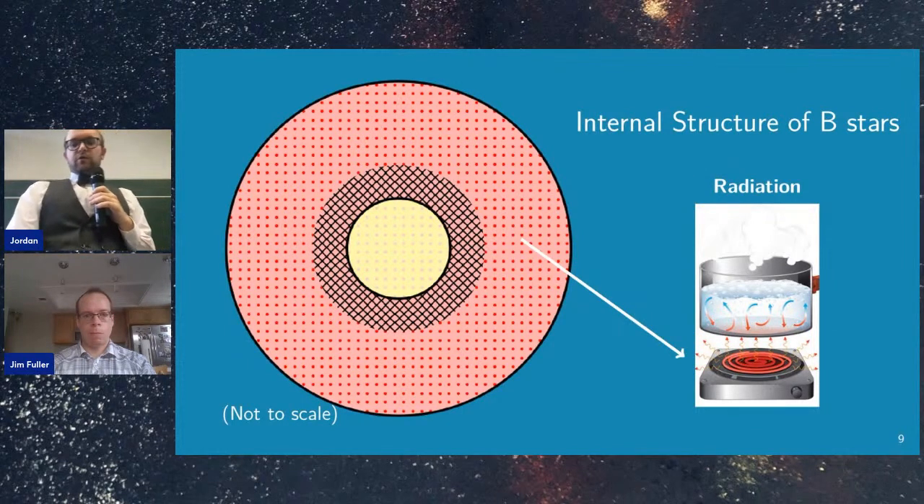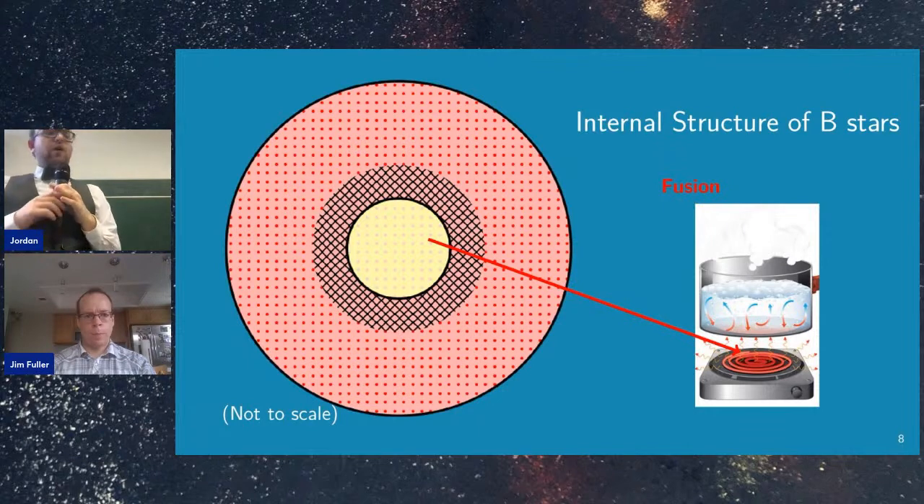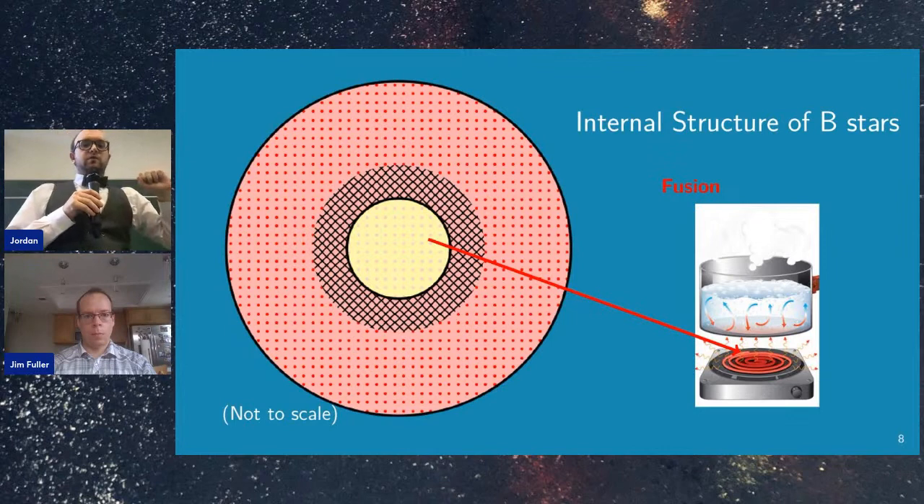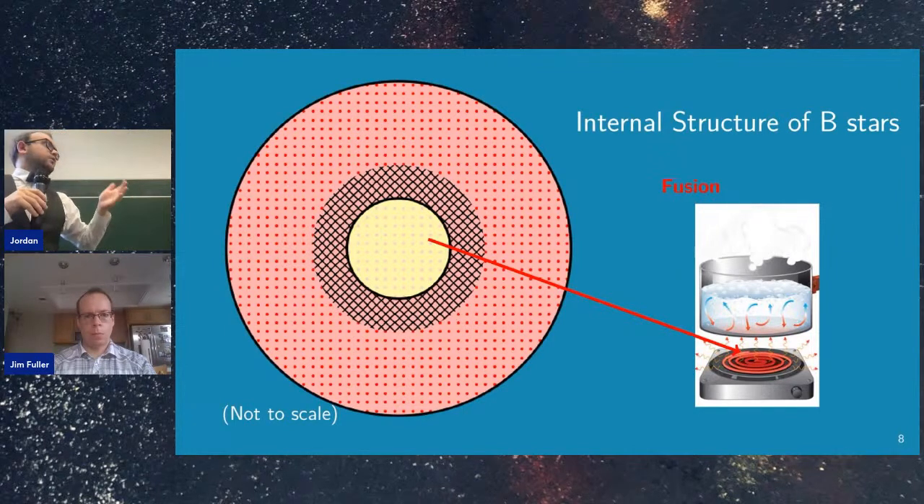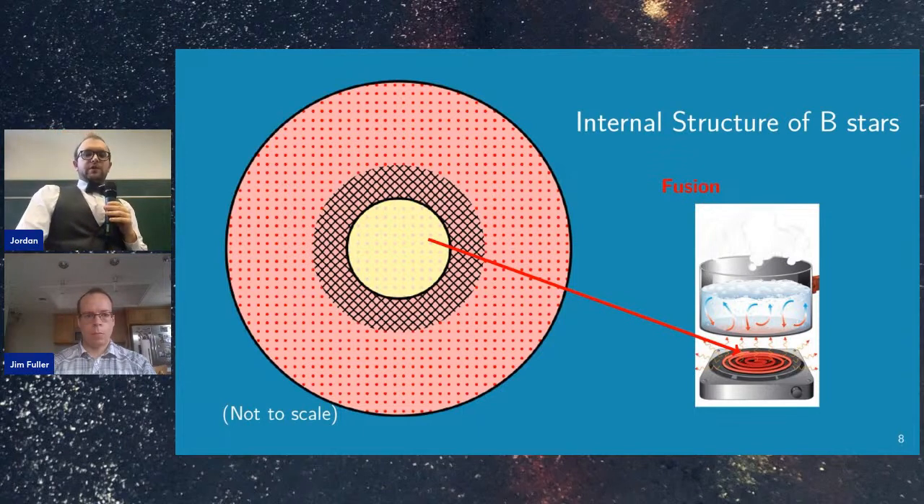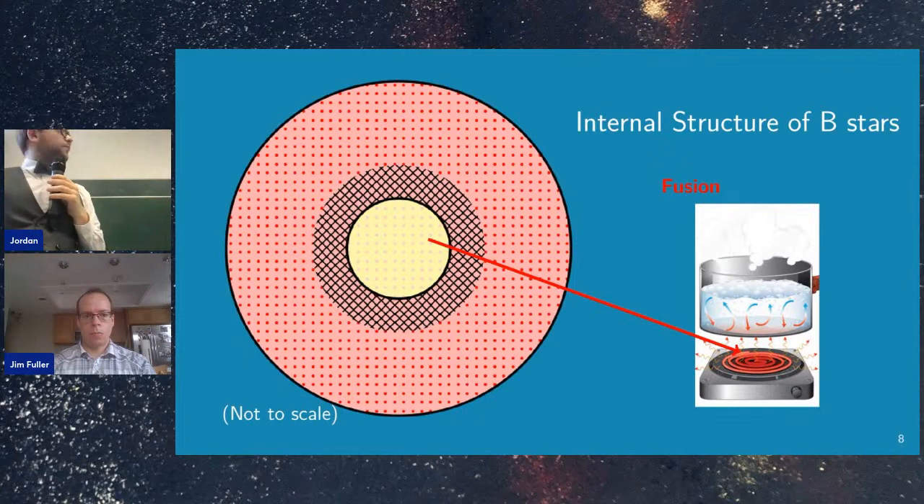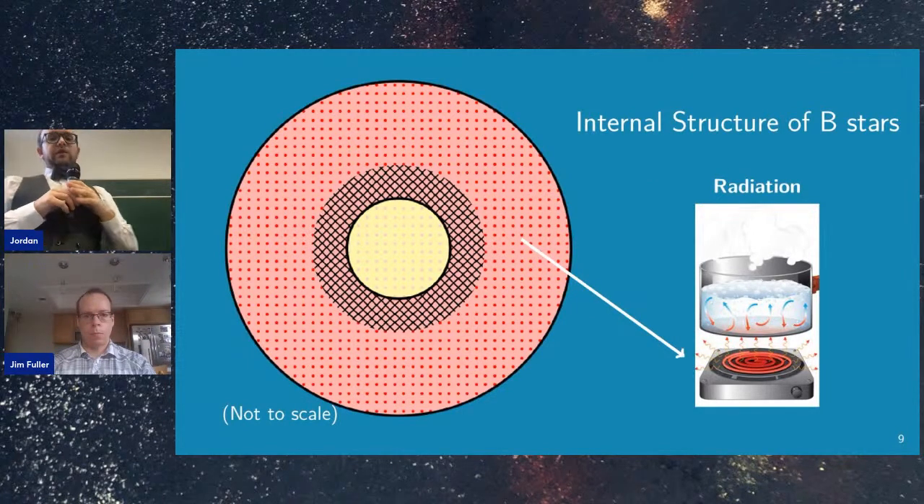Then, of course, there are three ways to transport energy. There's conduction, which is not that important for stars, for the conditions of the stellar interior in general. Then there is radiation, so this is emitting heat through light. And this radiative transport is important in the outer envelope of these B stars.